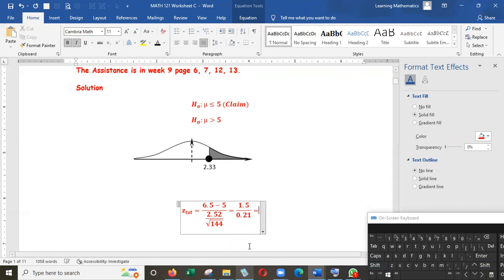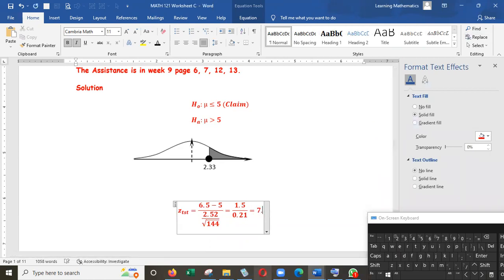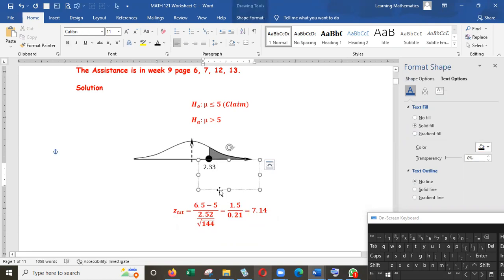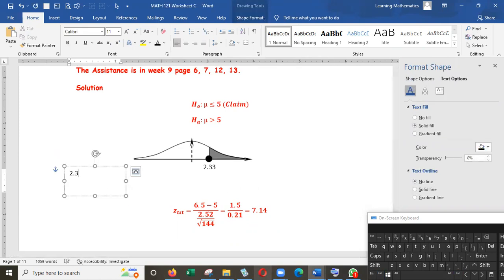So basically it's 1.5 divided by 0.21, and that will give us a value of 7.14. And this 7.14, we put it on the number line, plot it on the distribution curve, 7.14.